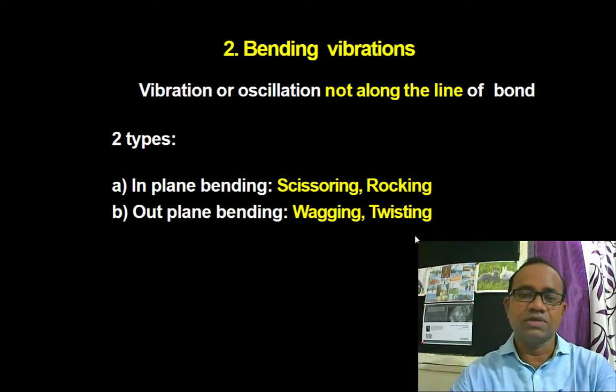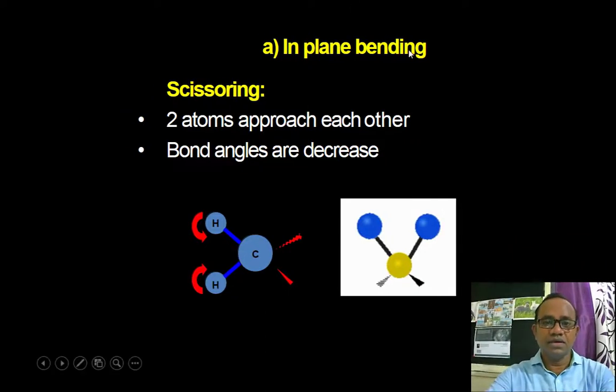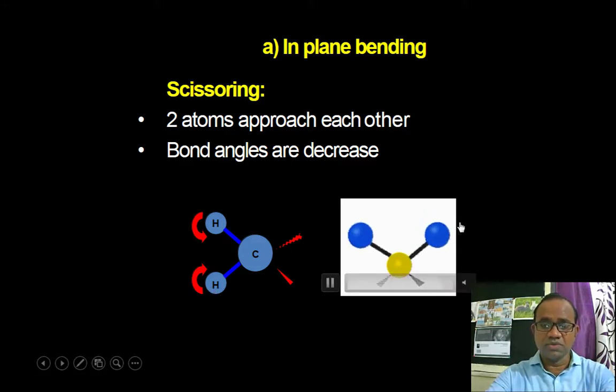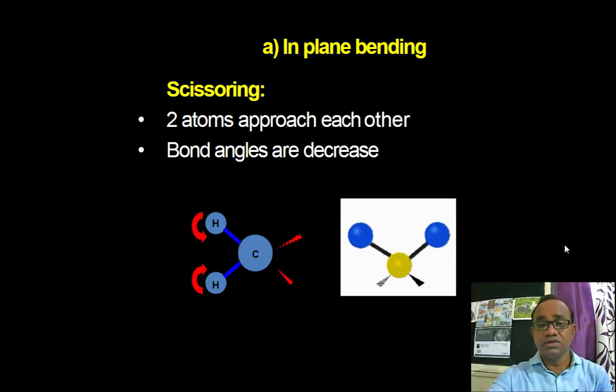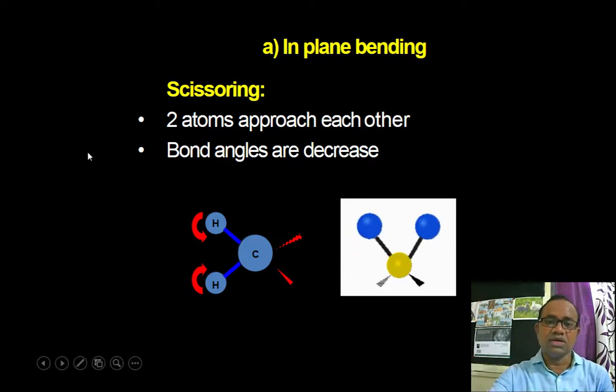So you see these bending vibrations. In in-plane bending vibrations, in scissoring, two atoms approach each other. That means the bond angle decreases when these two atoms approach each other. So these two particular bonds approach each other, and therefore the bond angle is decreased. Right? So in this way, the scissoring is done. It is like a scissor, when we mechanically move the two arms together, exactly the same. The bonds move or approach each other.